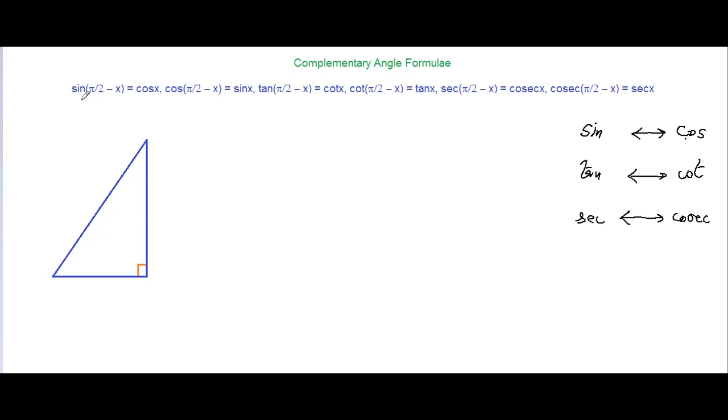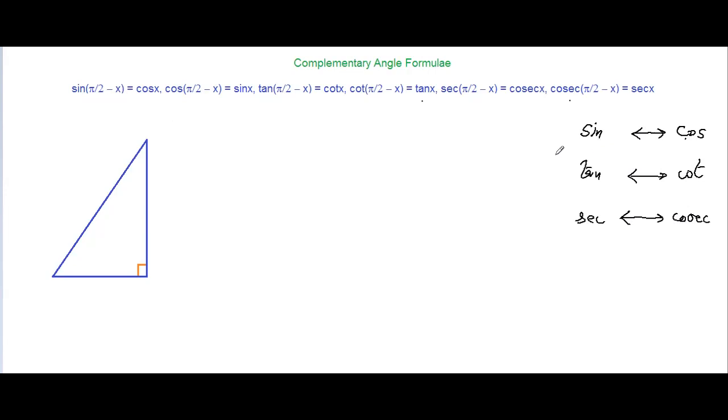This is happening here. Sine is changing to cosine. Cosine changing to sine. Tan changing to cotan. Cotan to tan. Secant to cosecant and cosecant to secant. This way we can remember these formulae. But I have told you how to remember these formulae.